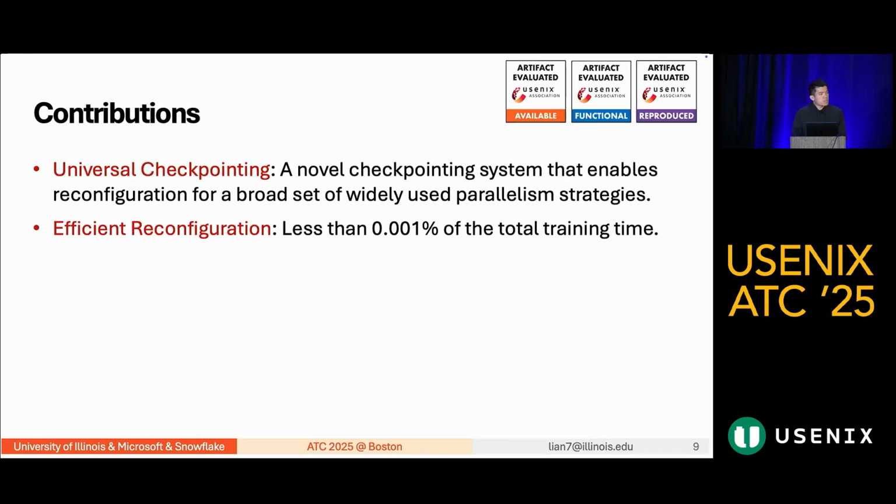So in this work, we developed Universal Checkpointing. It's a novel checkpointing system that enables reconfiguration across widely used parallel strategies, including tensor parallelism, pipeline parallelism, data parallelism with any ZeRO stage, sequence parallelism, and more. It's also compatible with both dense and MoE models. We also introduced several efficiency optimizations, reducing the reconfiguration overhead to less than 0.001% of training time.